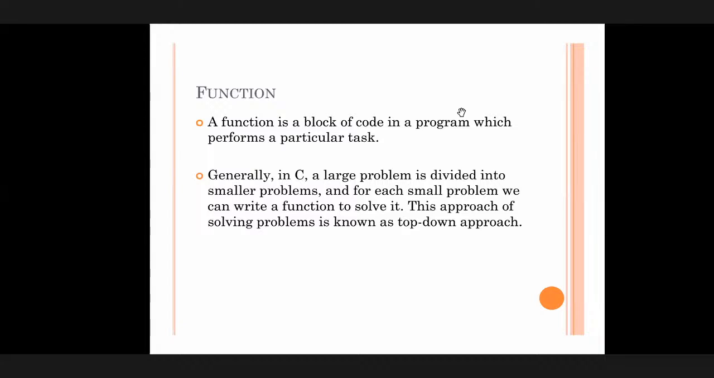A function is a block of code in a program which performs a particular task. That means the function is a self-contained block. Within the block, you can perform all operations. Generally, in C, a large problem is divided into smaller problems, and for each small problem, you can write a function to solve it. This approach of solving a problem is known as the top-down approach.